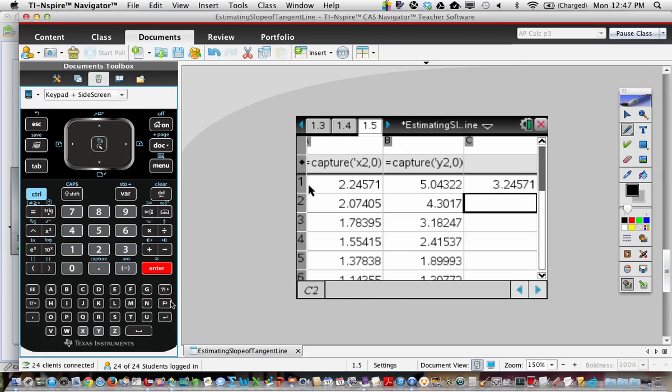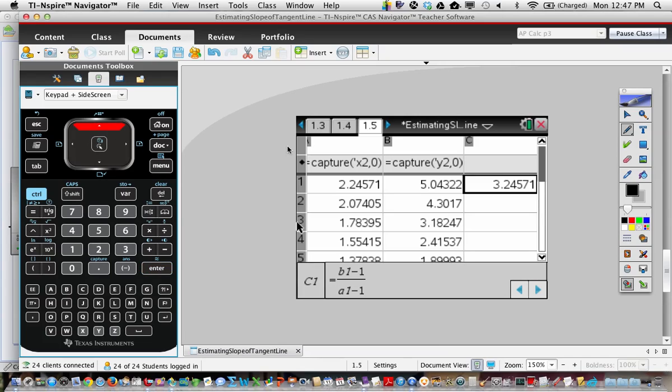Okay, so there's the slope of that first secant line when I use that point. Now let's arrow back up and have this highlighted. Now we can fill that formula down. Okay, so what will happen when I fill down? Then it'll change the B1 and A1 to B2 and A2 and B3 and A3, and it'll do it so I don't have to type them all in.